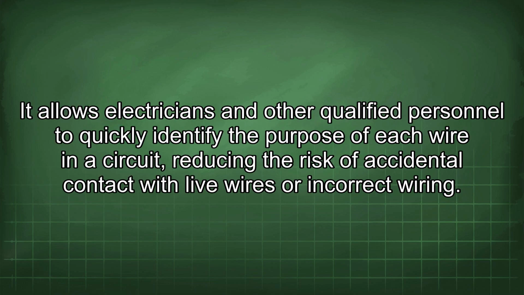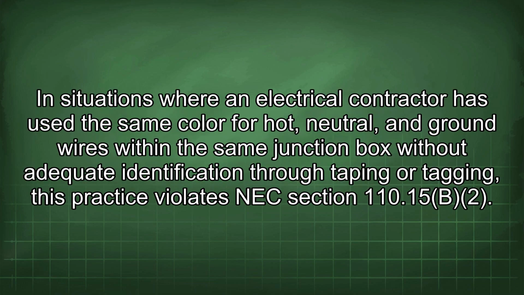It allows electricians and other qualified personnel to quickly identify the purpose of each wire in a circuit, reducing the risk of accidental contact with live wires or incorrect wiring. In situations where an electrical contractor has used the same color for hot, neutral, and ground wires within the same junction box without adequate identification through taping or tagging, this practice violates NEC Section 110.15b2.